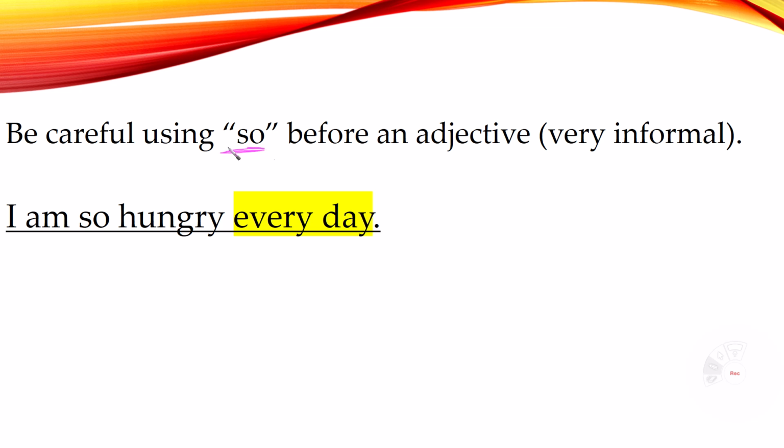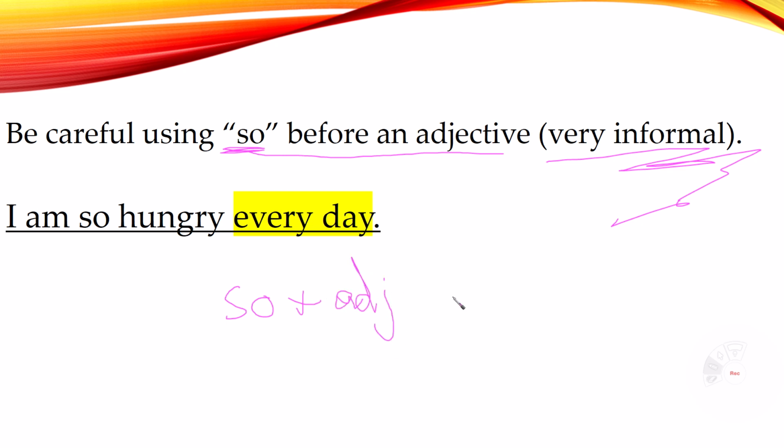Be careful using so before an adjective. It's a very informal style. Very informal. So when we're speaking, we use it a lot. But in writing, don't do it. I am so hungry every day. I am so hungry. If we do that, so plus any adjective, you need to follow with a consequence. That blah, blah, blah. I am so hungry that I could eat a horse.